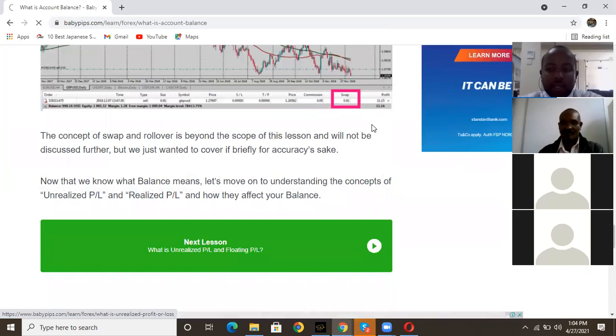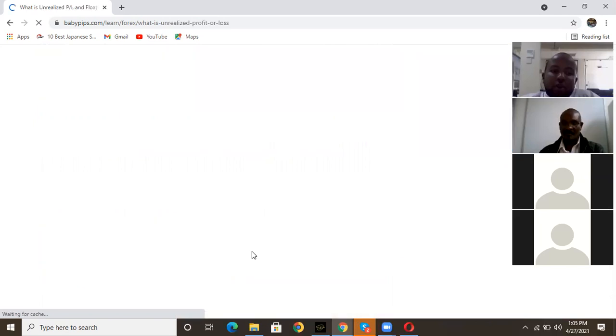Unrealized P&L is basically the running trades. They are not realized. That means we don't know if you have made a profit or a loss yet. That's why we call them unrealized P&L. P&L stands for profit or loss. Floating means just the way you can understand something that is floating. Basically, we have not closed the trade. The trades are running. They have not been realized, or basically they have not been closed. So let's have a look.